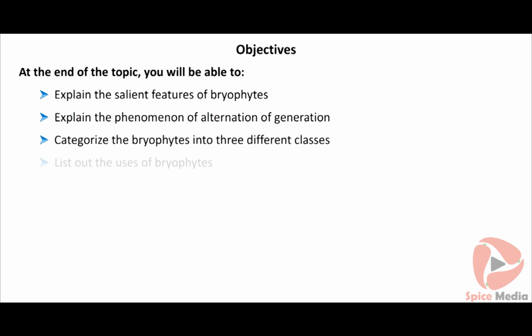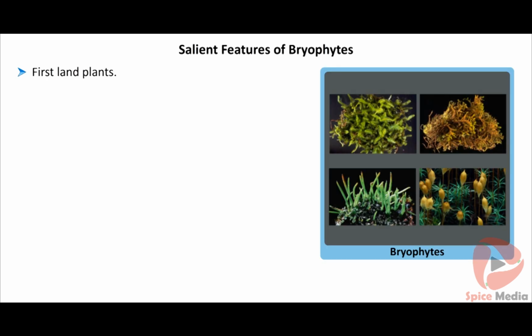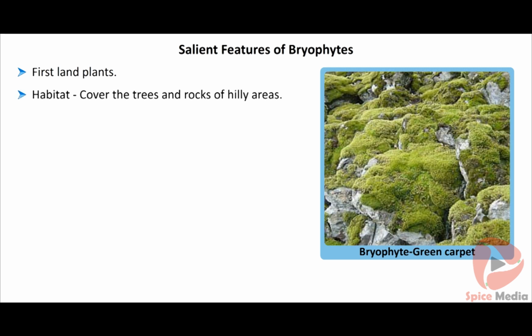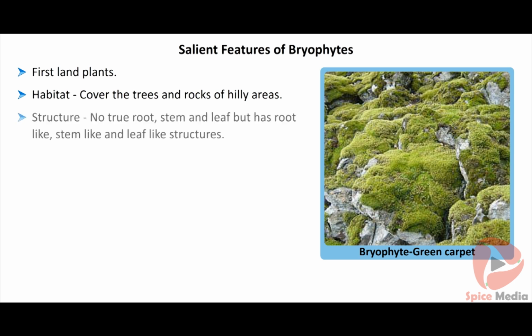At the end of the topic, you will be able to explain the salient features of bryophytes, explain the phenomenon of alternation of generation, categorize the bryophytes into three different classes, list out the uses of bryophytes. Bryophytes are the first plants to come out of water to get adapted to live on the land, so they are called the first land plants.